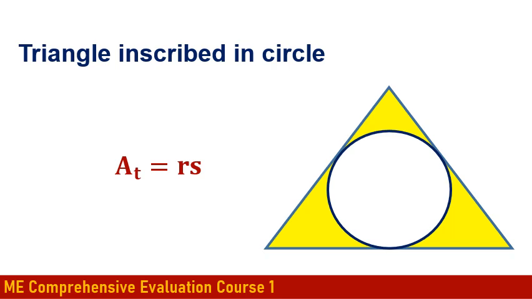Another important problem is the computation of the area, for example, or the radius of a circle or a triangle that is inscribed in a circle. So here, if you have a triangle inscribed in a circle, then you can use this relationship that the area of the triangle is equal to r times s. R here is the radius of the circle. S is the semi-perimeter of the triangle.